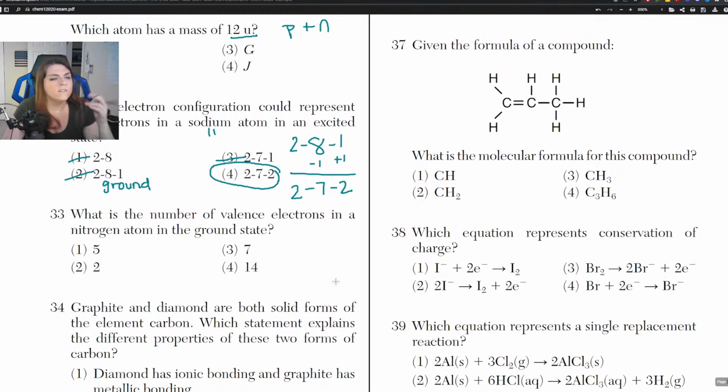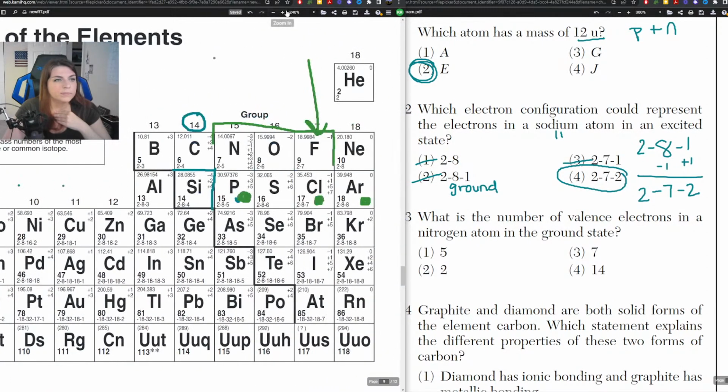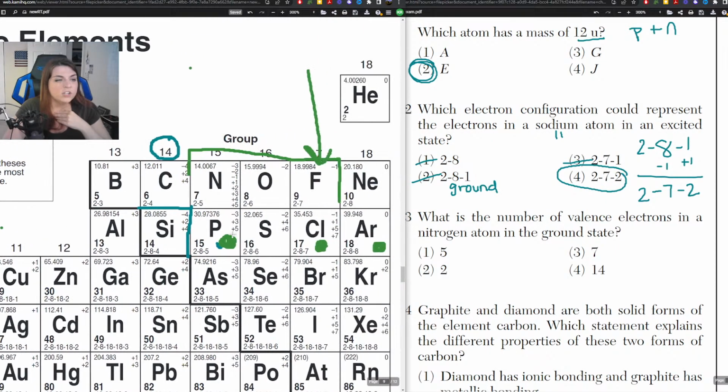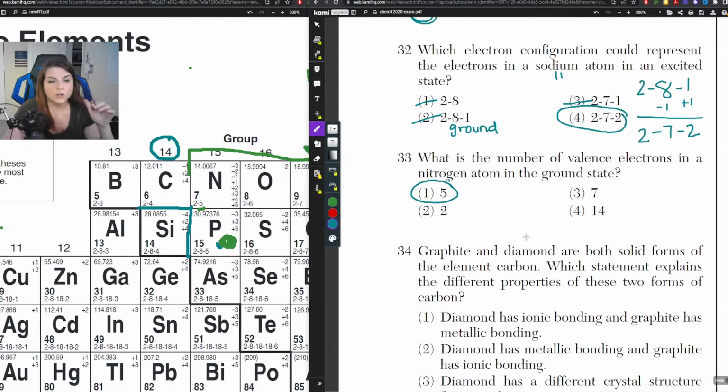Oh, I love this. What is the number of valence electrons in a nitrogen atom in the ground state? Nitrogen is right here on the periodic table. Its configuration is 2-5, and that last digit is going to tell us the number of valence electrons. And that's it, so it's 5. It's also a member of group 15, which could help to answer that question. They're just pulling random numbers from the nitrogen box. 7 is the atomic number, 14 is the mass. It's important to be careful.